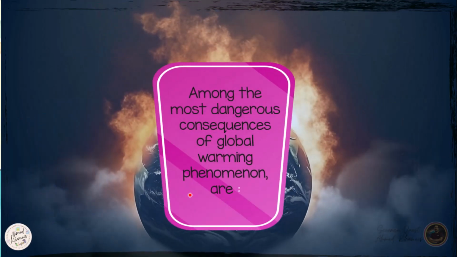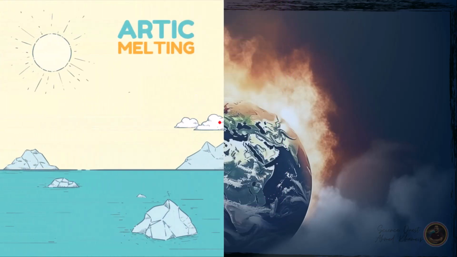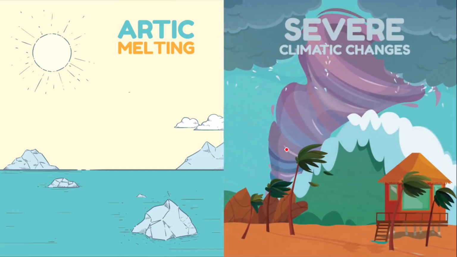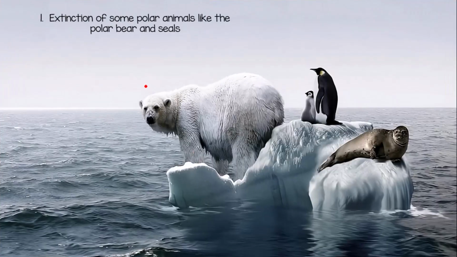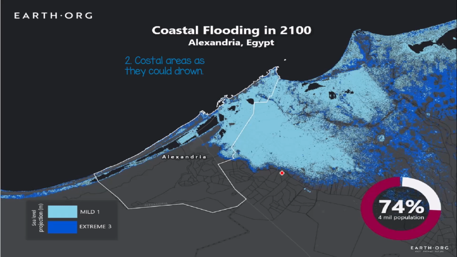And among the dangers of global warming are Arctic melting and severe climatic change. Arctic melting causes the extinction of polar animals because they depend on the ice to live, and as the ice melts, those animals face extinction. The second is coastal flooding. As the ice melts into the sea, it increases the sea level.